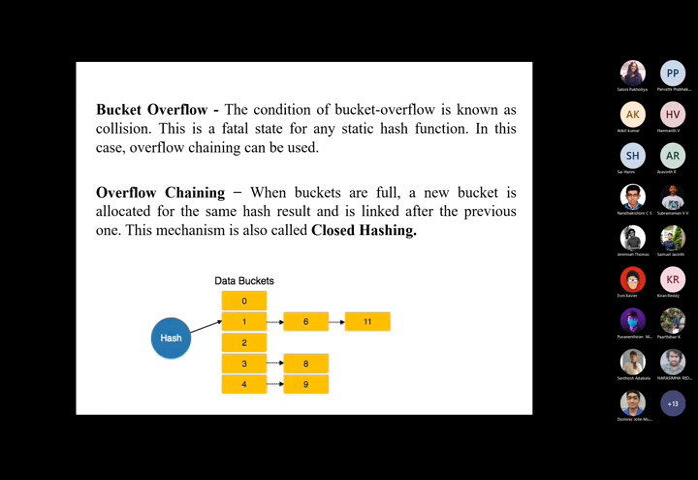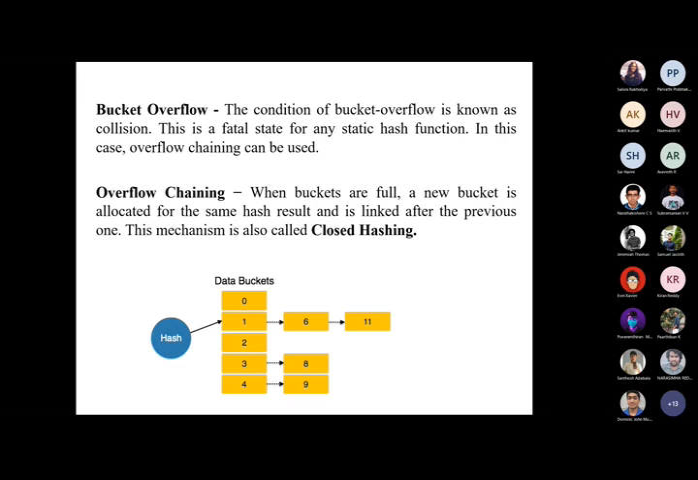The condition of bucket overflow is also known as collision. In the case of a static hash function, whenever you apply a hash function on a particular input and it results in the same output as another, it results in a collision. This is a fatal state for any static hash function. To avoid this, overflow chaining can be used. We have seen overflow chaining even in the previous instructor ID example. Whenever you compute the sum of the digits in an instructor ID mod 8, more than one record refers to the same bucket. It's known as a collision.